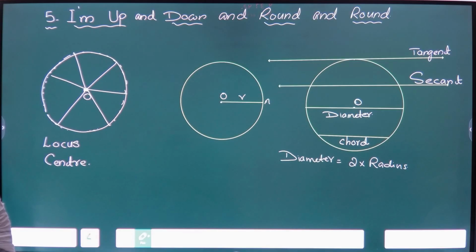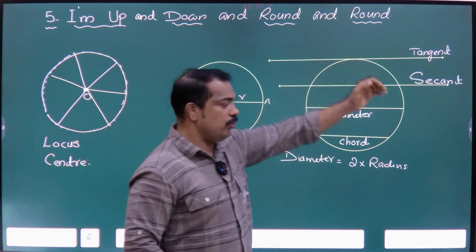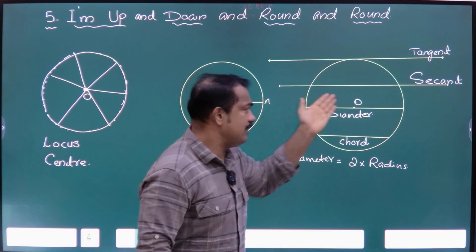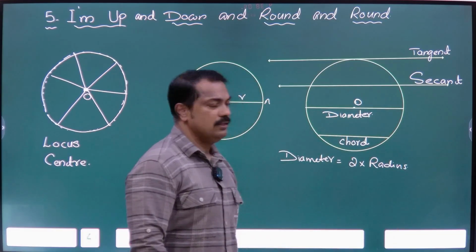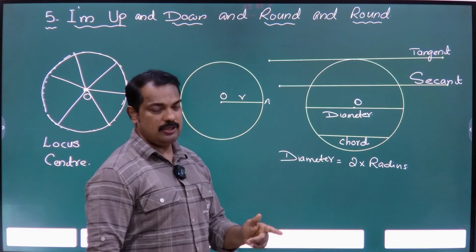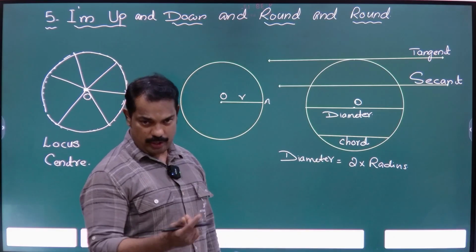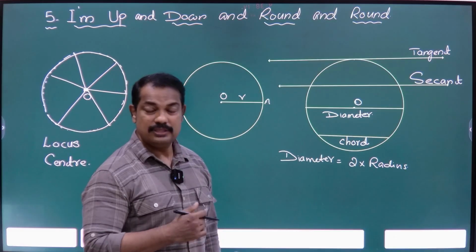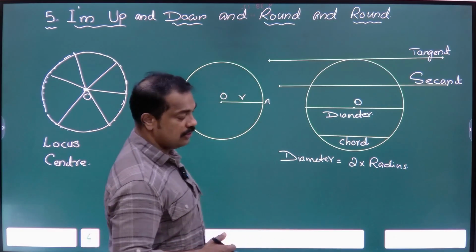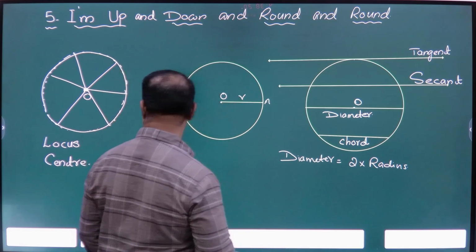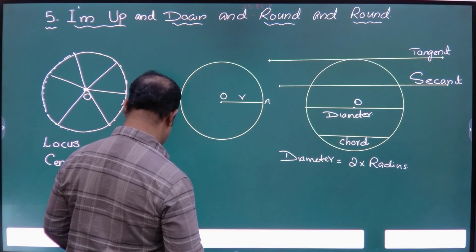What is tangent, Saksham? The line that touches the circle only at one point is called tangent. What is secant? The line that passing through the circle. What is diameter? A chord that passing through the center of the circle. What is chord? The line joining the 2 points on the circle is called chord. The largest chord of the circle is called diameter.